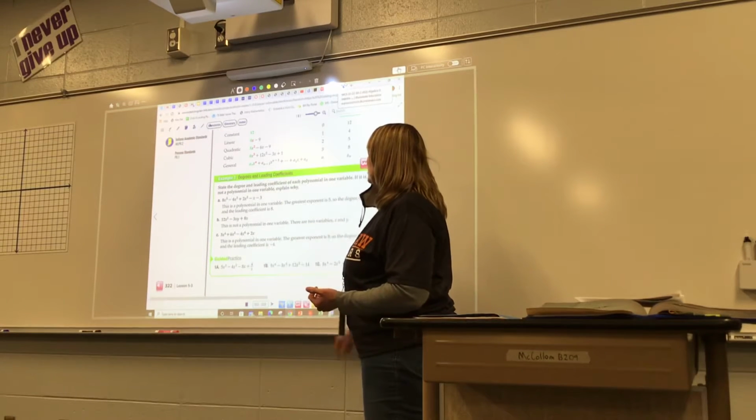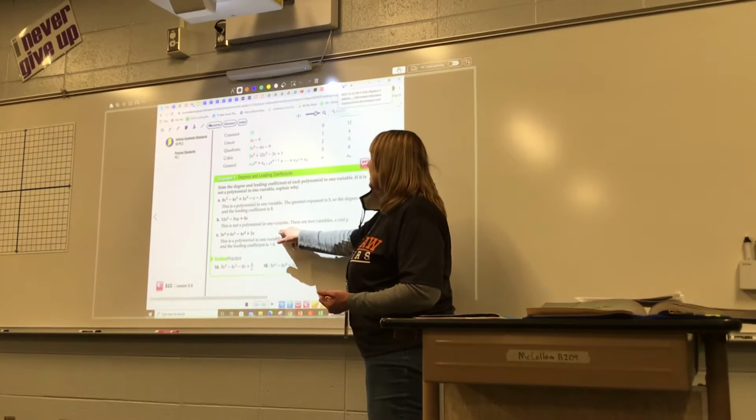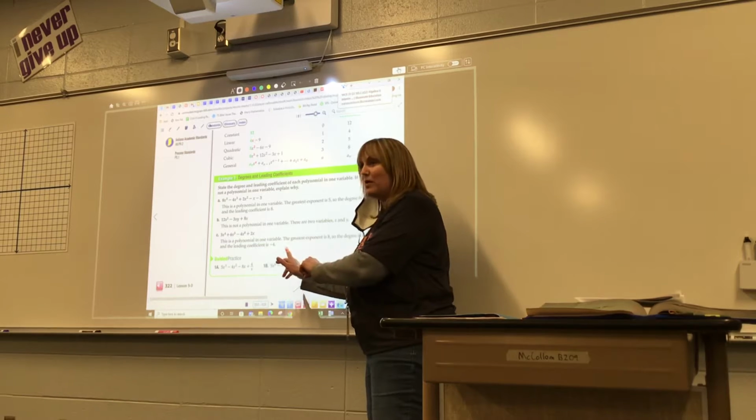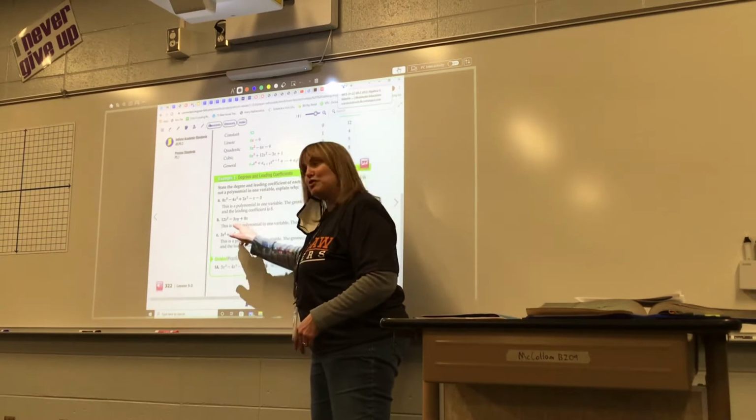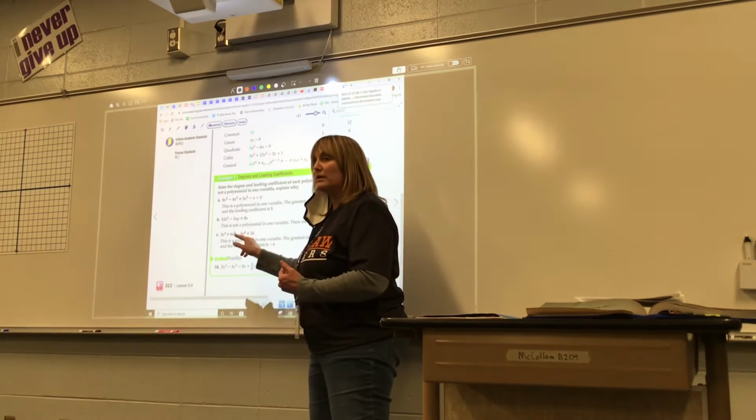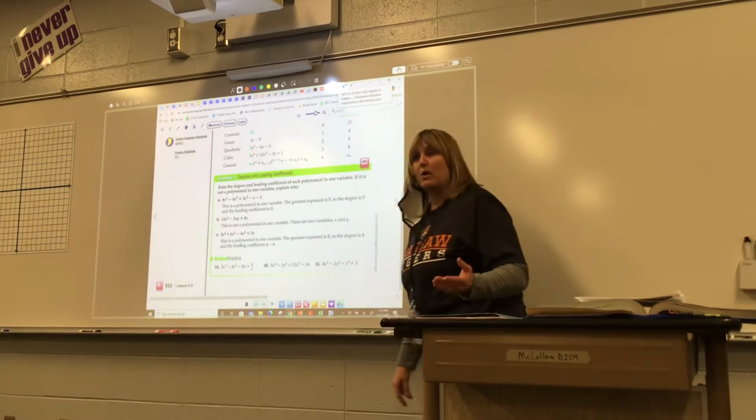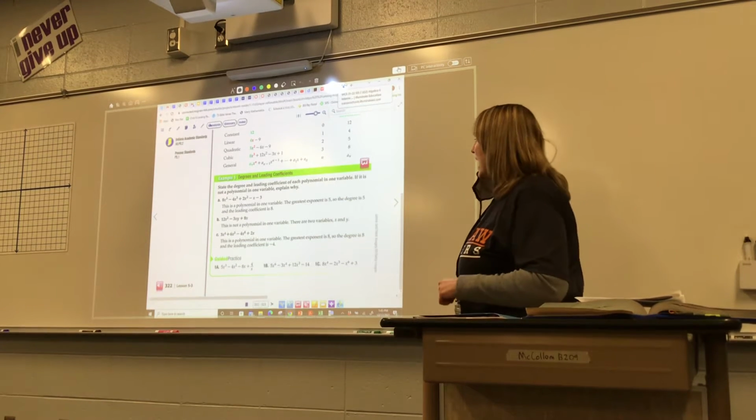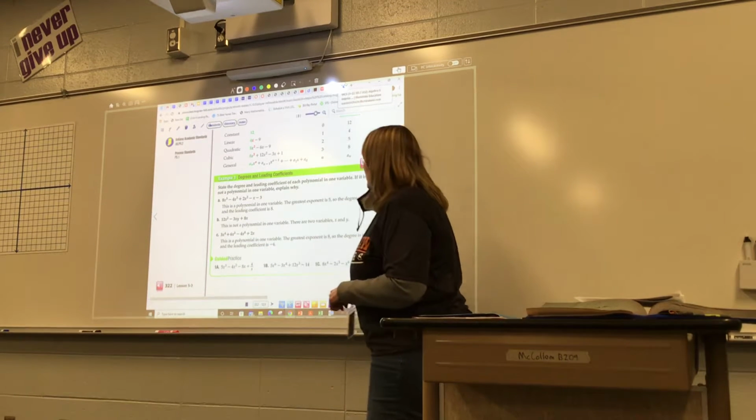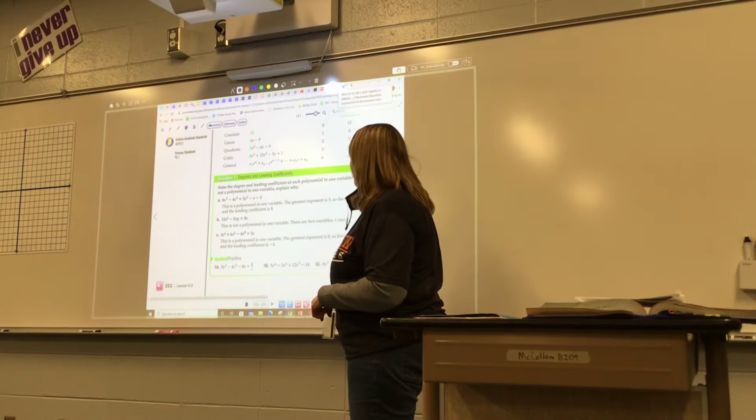Letter B, do you see they've said it is not a polynomial in one variable for an obvious reason? It's a polynomial that has 2 variables, both x and y. It is still a polynomial, but it's not a polynomial in one variable. And then C, it is a polynomial in one variable.